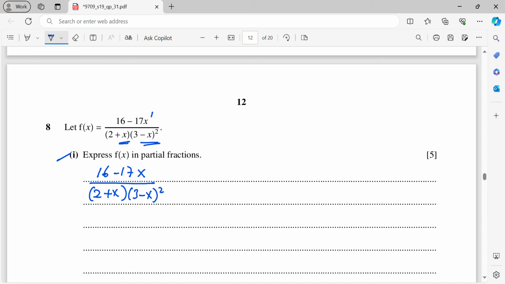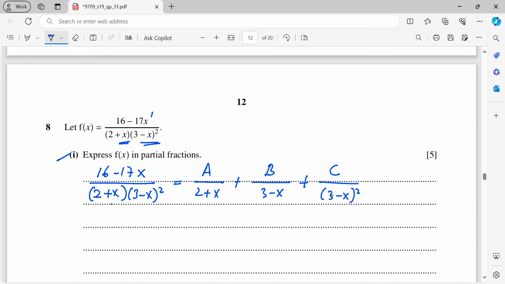If you are given a proper rational function, you can directly find the partial fractions. So now, the first factor is 2 plus x. This is a linear factor, therefore my numerator is a constant. Then the next one is the square of 3 minus x. 3 minus x is a linear factor, but it is repeating because of the square. I will start with 3 minus x degree 1, followed by 3 minus x degree 2. Then the numerators will be b and c.